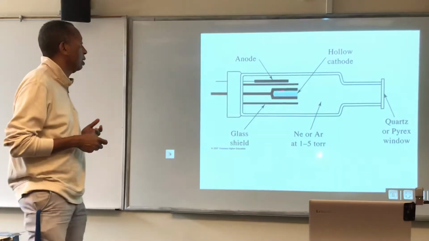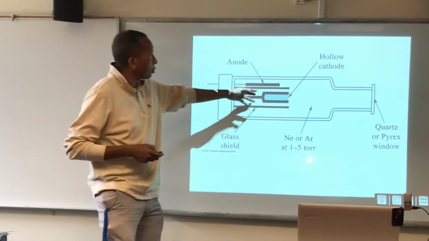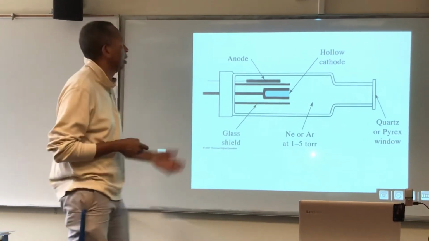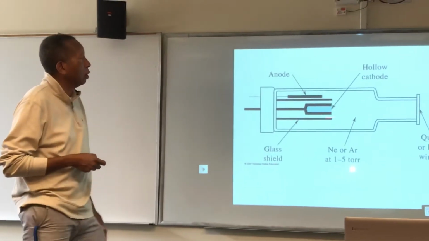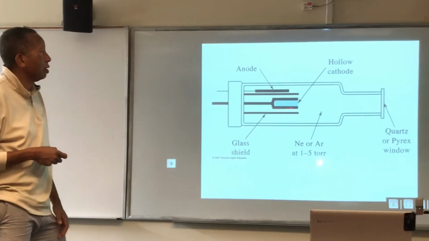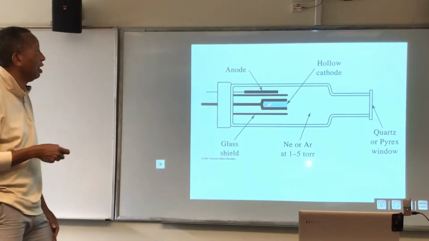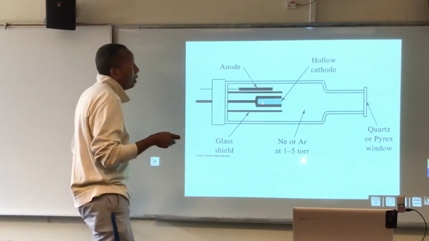All right? So what happens is we apply a potential across the anode and the cathode. All right? We vaporize the system. All right? So we have in here, we create what is called an atomic cloud.